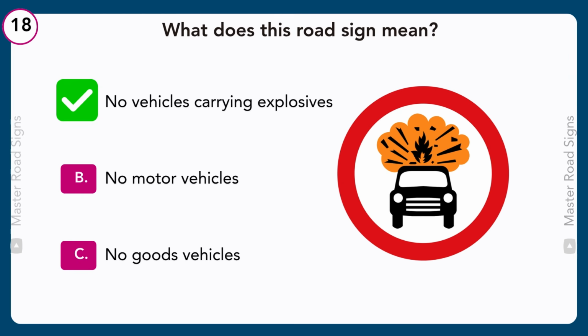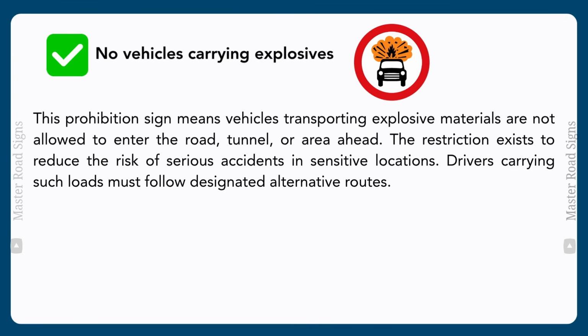Option A is correct. No vehicles carrying explosives. This prohibition sign means vehicles transporting explosive materials are not allowed to enter the road, tunnel, or area ahead. The restriction exists to reduce the risk of serious accidents in sensitive locations. Drivers carrying such loads must follow designated alternative routes.